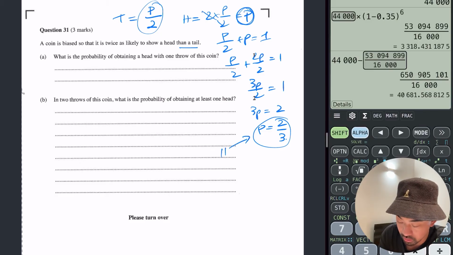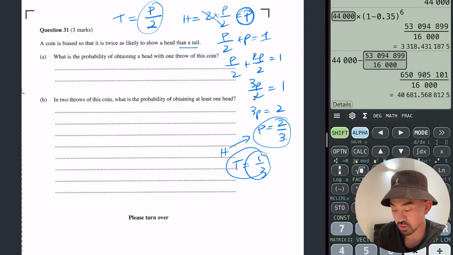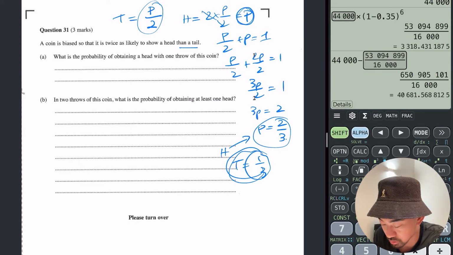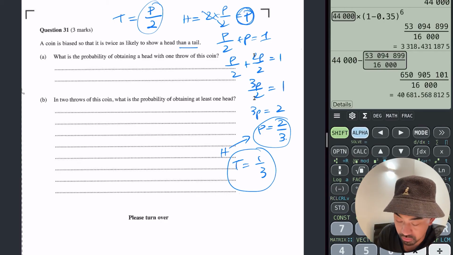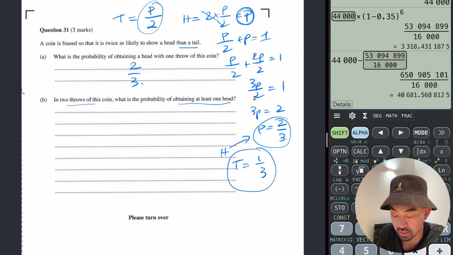This is heads. That means tails has to be a third. Okay, and as you can see, it's double. So the probability of tails is 1/3, and the probability of heads is double that, which is 2/3. So what is the probability of obtaining a head with one throw? So that has to be 2 over 3. In 2 throws of a coin, what is the probability of obtaining at least one head?